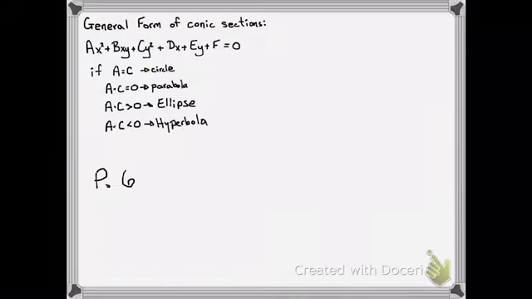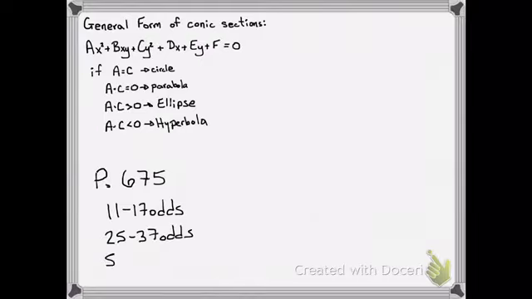So your homework, your practice problems, page 675. We're going to do problems 11 through 17, the odds. 25 through 37, the odds. And then these last bunch, 57 through 62, that's all of them. You are just determining what type of conic section you have. So work on those problems. If you have questions, feel free to send me a remind. But that pretty much ends our conic section unit.